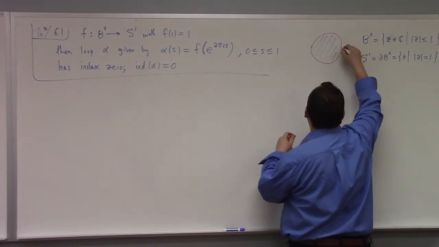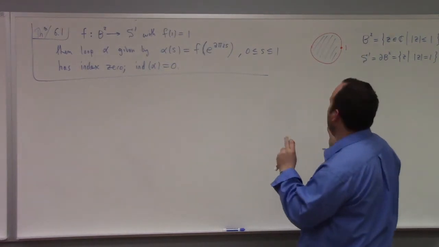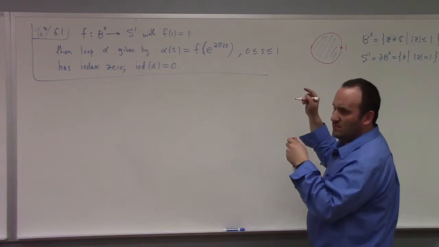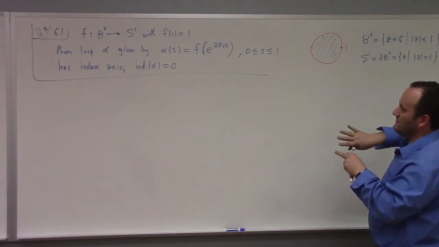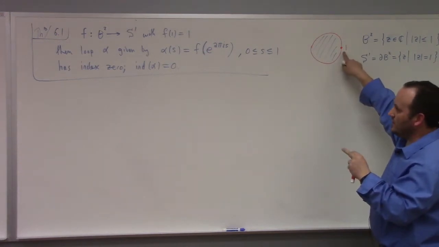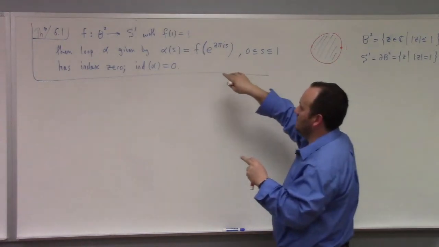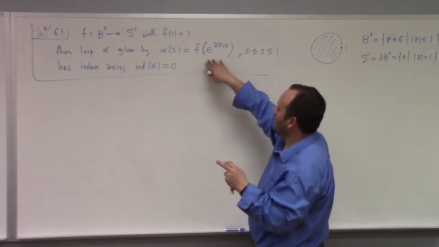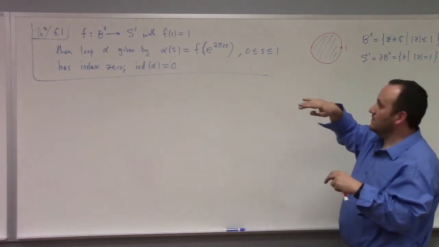And here's 1, right? So it's saying we're taking a function from here to S1 such that 1 is fixed, and we're using that function to define a loop, allegedly here. Alpha of S is f of e to the 2 pi i S. Now, is that a loop?